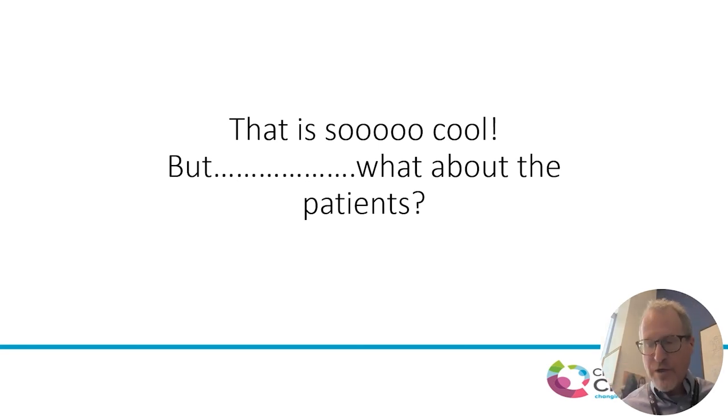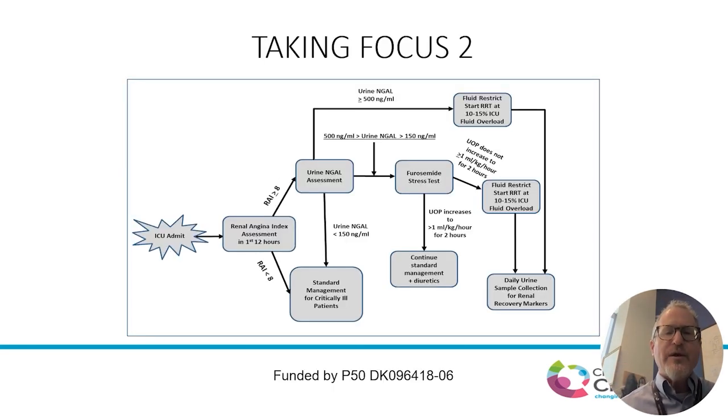So that's cool, but what about patients? We've now operationalized this in our Taking Focus clinical decision support pathway. At Cincinnati Children's, the renal angina index is automatically calculated at 12 hours. If it's less than 8, then the patient gets standard management. If it's greater than 8, then an NGAL is reflexively ordered. No humans are involved.